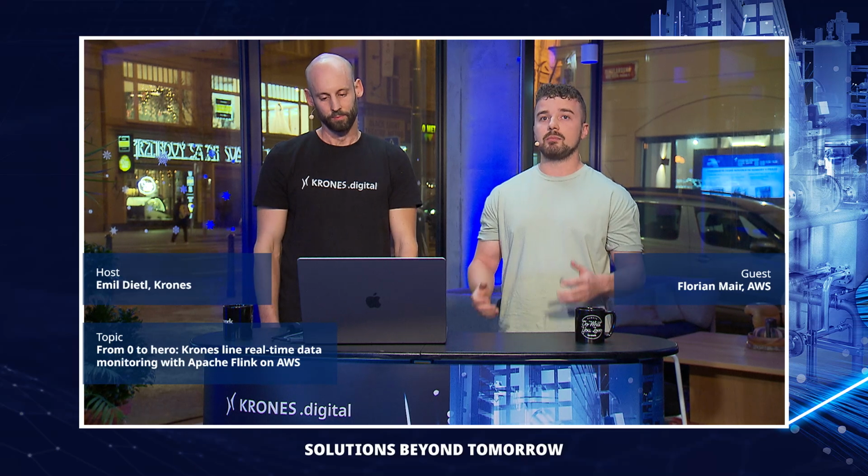Yeah, thank you, Emil, for introducing me. My name is Florian. I'm a senior solutions architect with AWS. I'm a specialist for streaming applications, such as Apache Kafka or Apache Flink, also Amazon Kinesis, and all the related ecosystem. And today we want to talk about how Krones is using Apache Flink for monitoring their production lines. So please, Emil, go ahead.